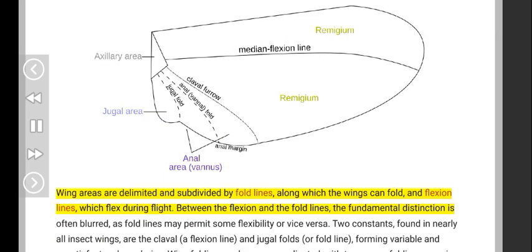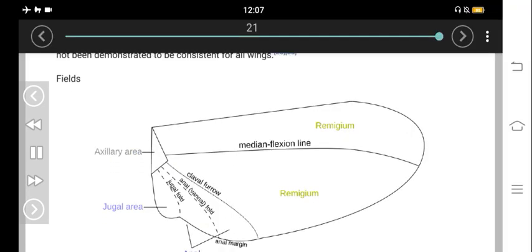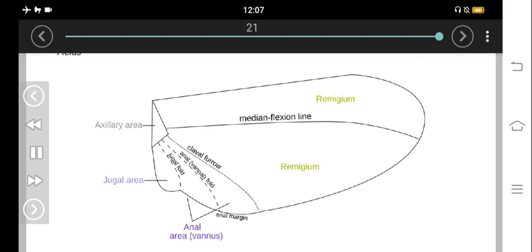Areas are delimited and subdivided by fold lines, along which the wings can fold, and flexion lines, which flex during flight. Between the flexion and the fold lines, the fundamental distinction is often blurred, as fold lines may permit some flexibility or vice versa. Two concepts found in nearly all insect wings are the claval, a flexion line, and jugal folds, or fold line, forming variable and unsatisfactory boundaries. Wing folding can be very complicated, with transverse folding occurring.